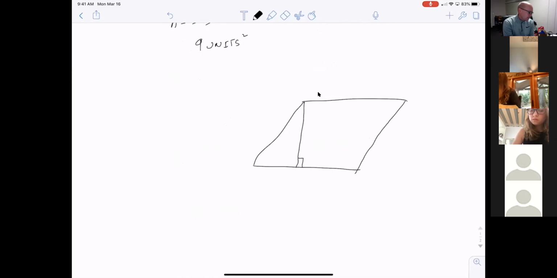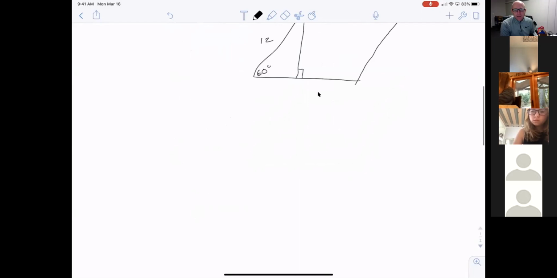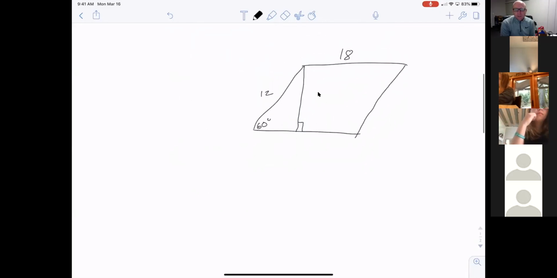to find it. Like maybe they just say this is 12, this is 18, but they say this is 60 degrees right there. And they're going to say, okay, find the area of this figure. Well, how am I going to do that? Oops. Because they didn't give me the height, so I've got to figure out a way to find it.